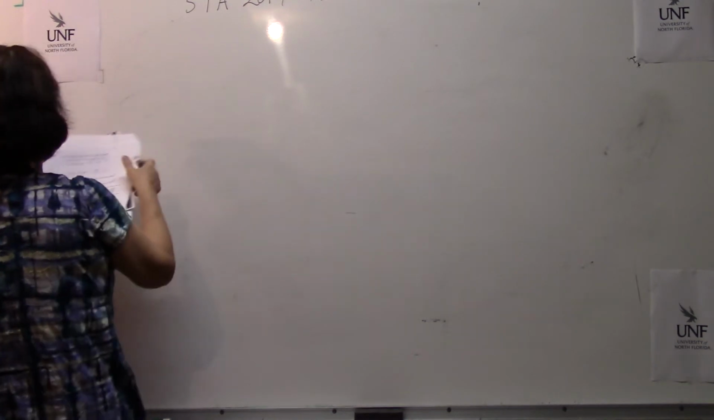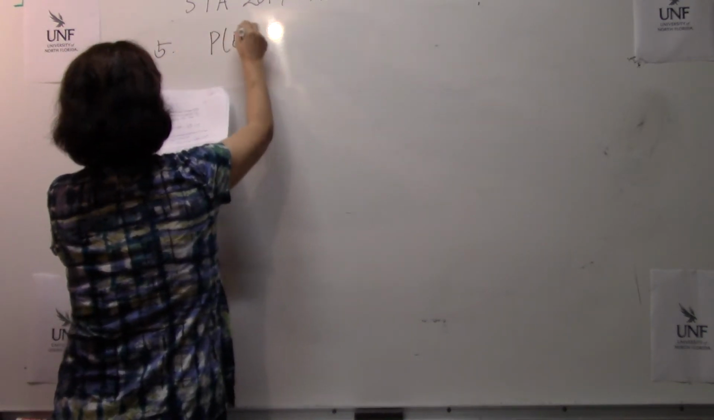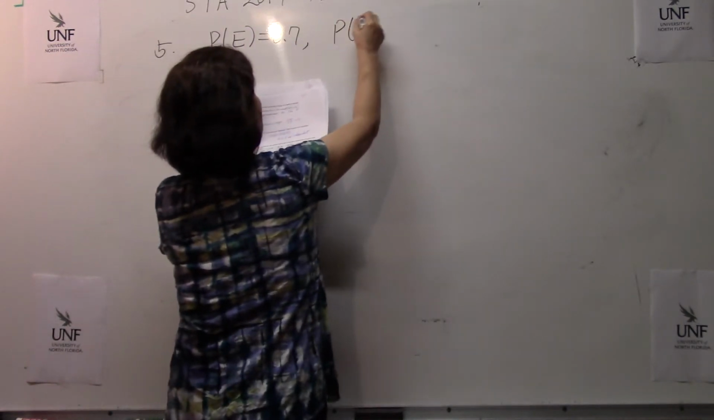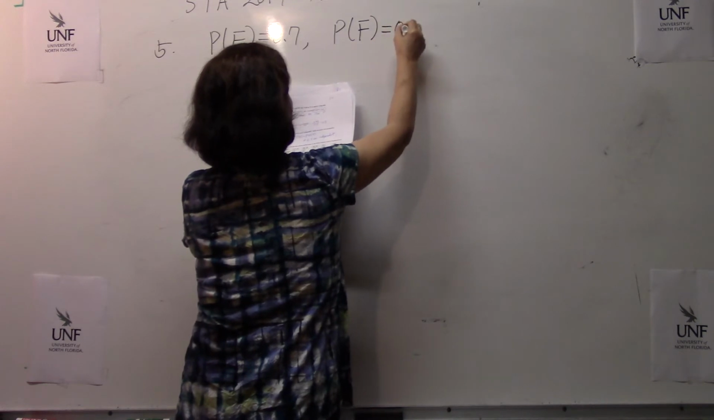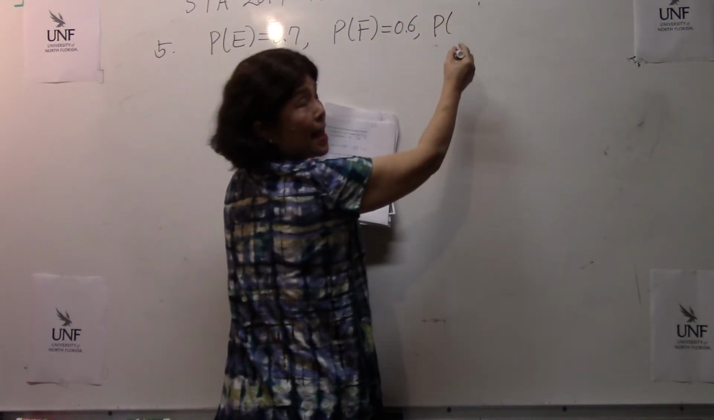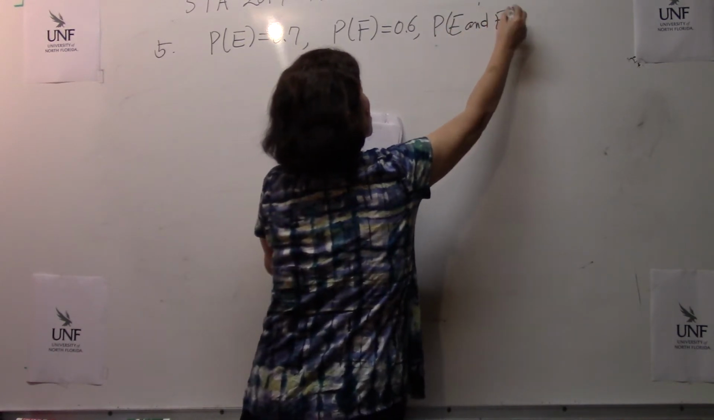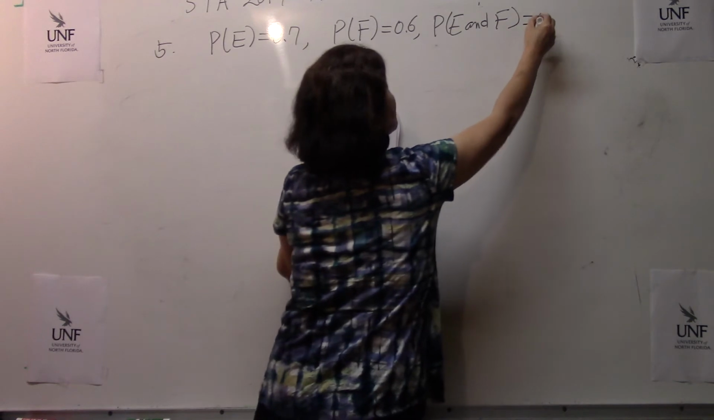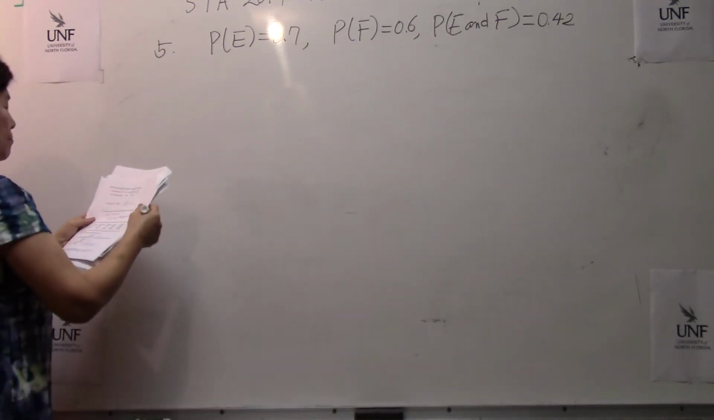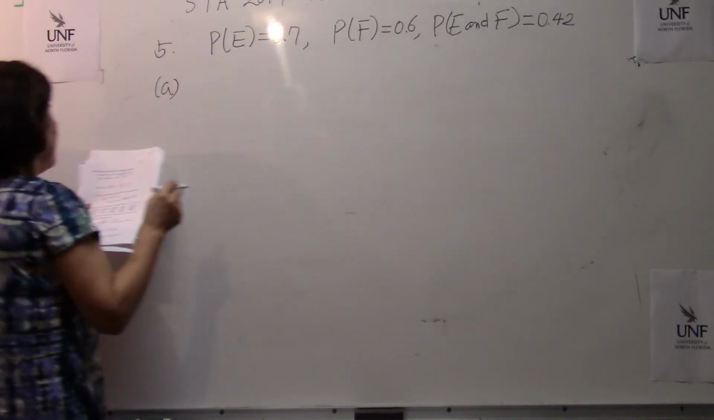Well, given that the probability that event E occurs is 0.7, the probability that F occurs is 0.6, and the probability that E and F occur is 0.42. Alright? Okay. So the first thing is, are E and F disjoint?